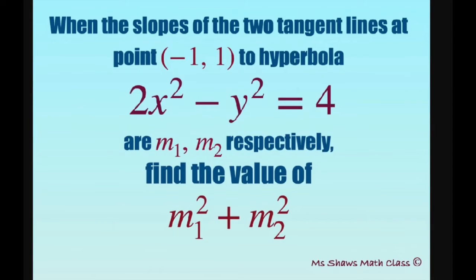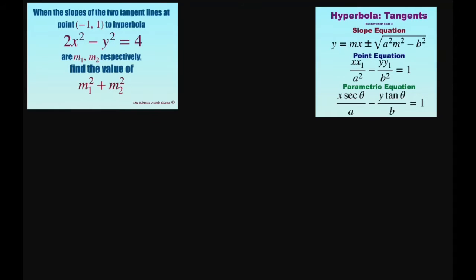Hello everyone. When the slopes of two tangent lines at point (-1, 1) to the hyperbola 2x² - y² = 4 are m₁ and m₂ respectively, we're going to find the value of m₁² + m₂². I'm saying "sub" for subscript.